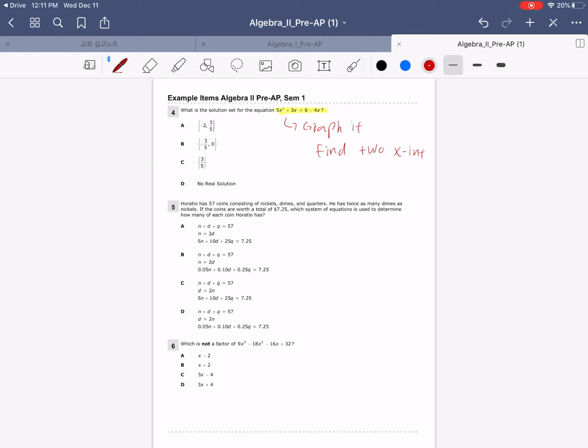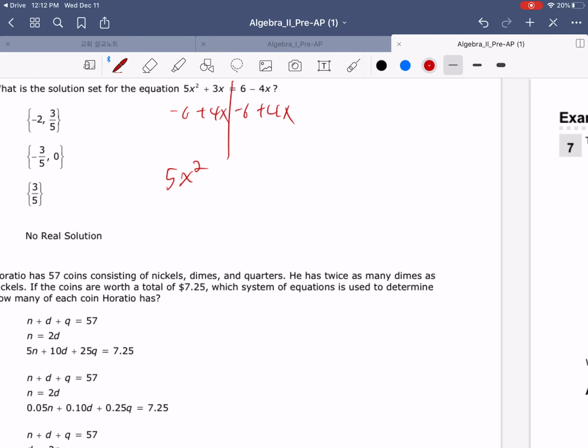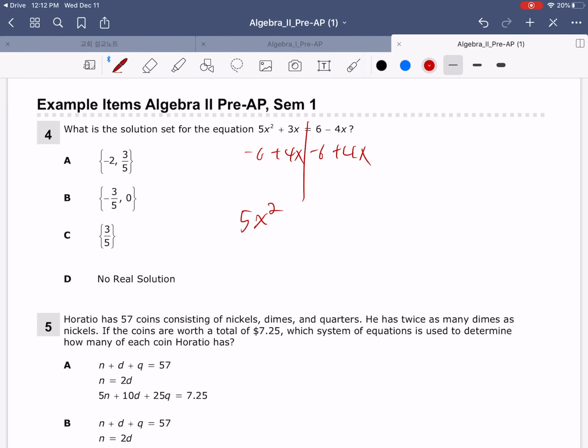If you actually want to solve it by hand, you might want to move everything to one side and then graph it. That's one way. Another way is the same thing here, move plus 4x. So it's going to be minus 6 plus 4x. 5x squared, you cannot actually do anything with it, so it's just 5x squared. It's going to be 6 here. 3x plus 4x is going to be plus 7x.